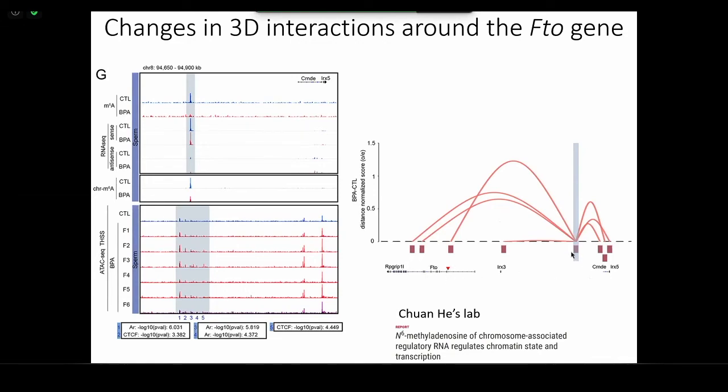here. Here is FTO. This is the enhancer RNA. And this RNA is associated with chromatin. So if you purify chromatin-associated RNAs, this enhancer RNA is tightly bound to chromatin, and it causes an increase in accessibility in this region, as was described in a paper in Science a few weeks ago by Chuan He's lab, showing that if there's a decrease in m6A methylation in enhancer RNAs, there's an increase in accessibility. So there's an increase in accessibility, and the proteins that bind to these accessible sites are CTCF and androgen receptor.